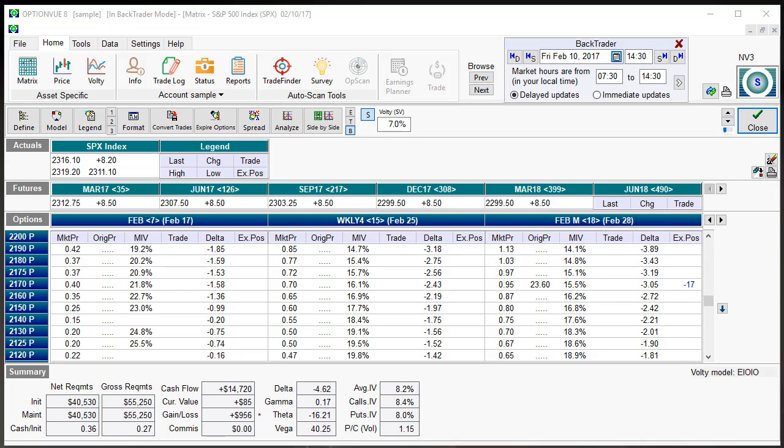$23.60 originally. That's your original price. That's what was put into your account when you sold that. You sold 20 of them, right? You've already bought back 3 of them. Well, now if you buy back another one, you're buying it back for 95 cents. What you sold for $23.60, you're buying back for 95 cents.